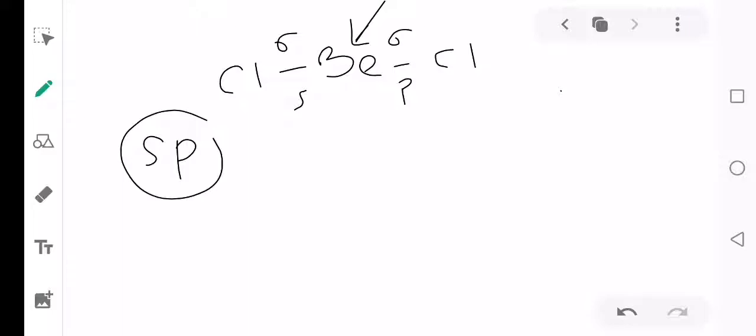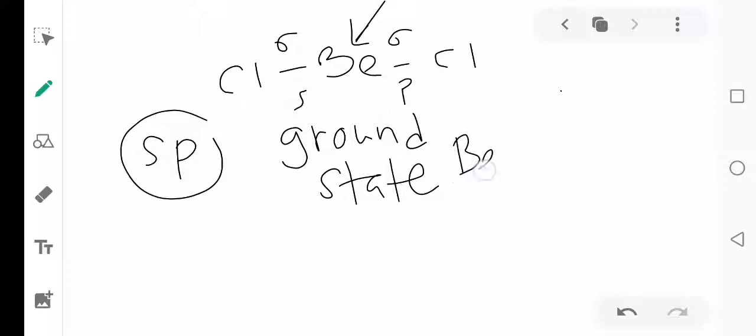So I will give the evidence. I must give the evidence like this for the type of hybrid sp. Write down the ground state for beryllium. Beryllium is group number 2, and its period is number 2. So this one is 2s and this one is 2p. So group number 2 like this.